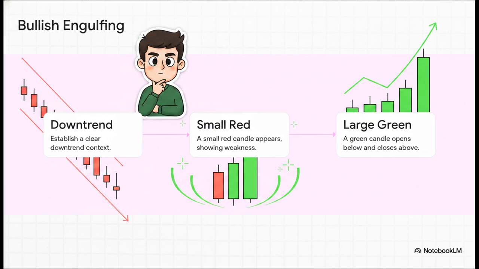It opens lower, but surges to close way above the previous red body. The buyers have entirely overwhelmed the sellers in a single powerful move. They've effectively engulfed the previous day's action, signaling a major trend reversal to the upside.